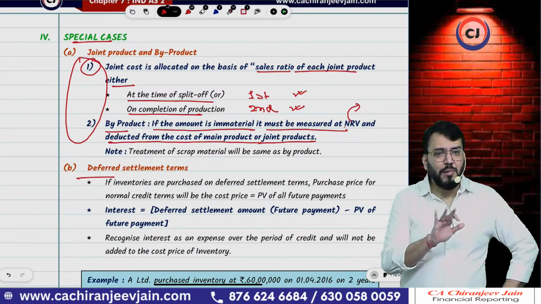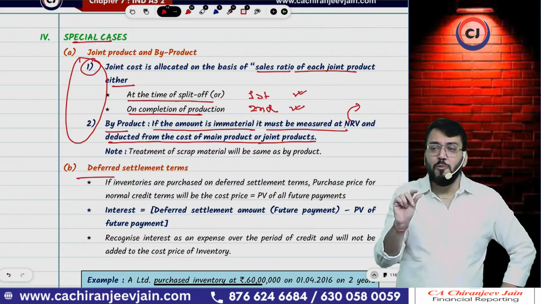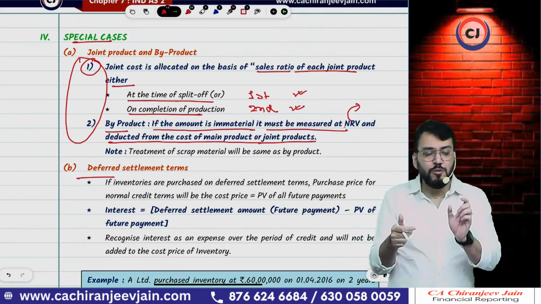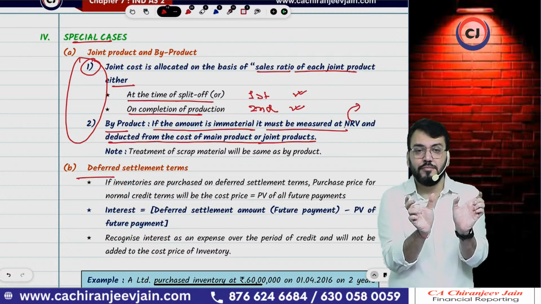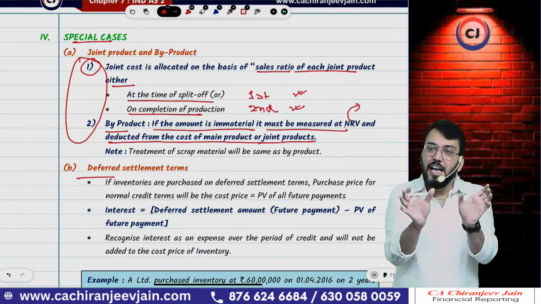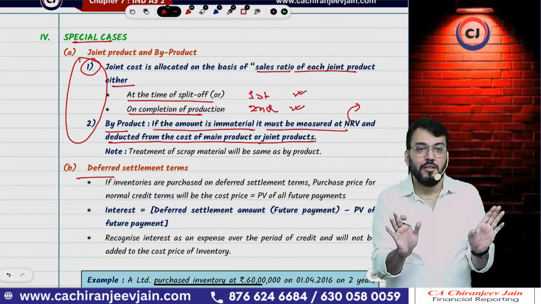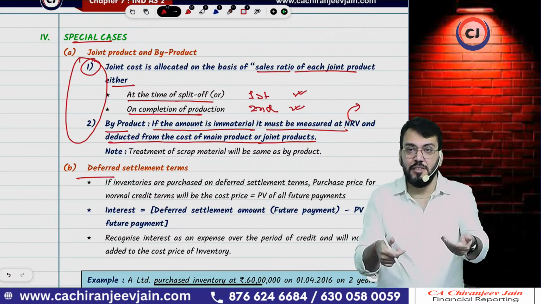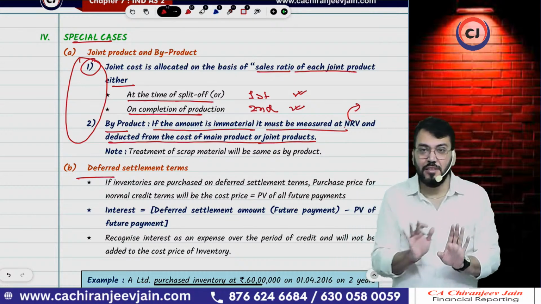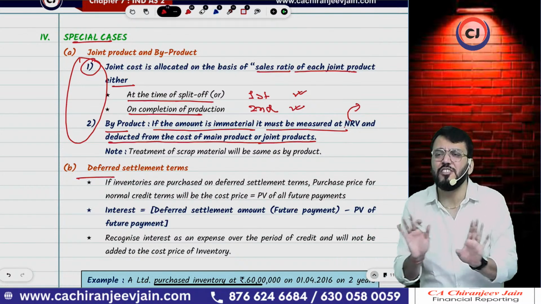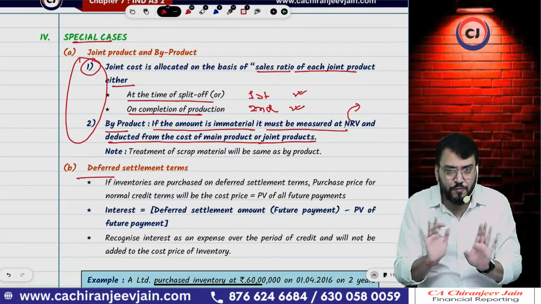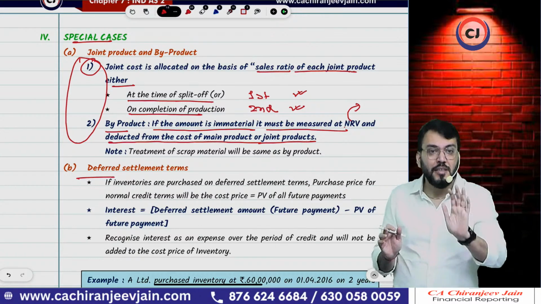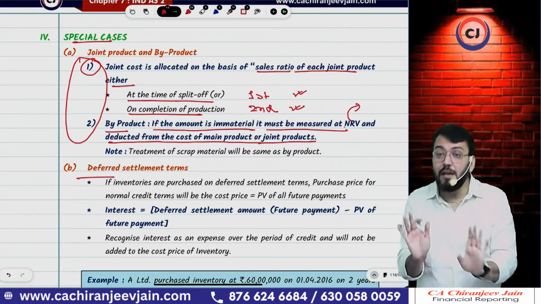Joint product understood, byproduct understood. Now the question arises about scrap material. What is the difference between byproduct and scrap material? As per accounting, both are the same. But as per meaning, scrap means it is not sellable to the end customer. It is sold in the scrap market, which means it is wastage. Scrap material means wastage, but that can also be sold in the scrap market.